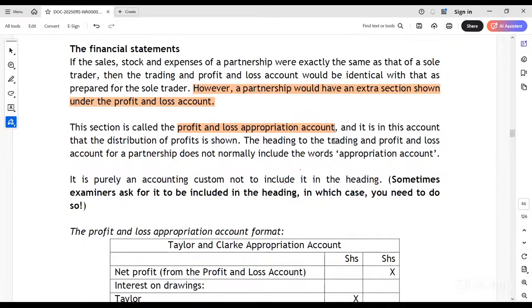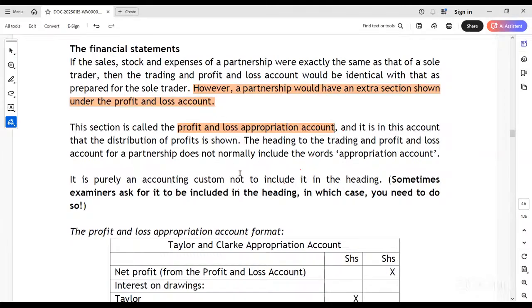The heading trading and profit and loss account for the partnership does not normally include the words appropriation account. It will still be the statement of profit or loss, but down there, you have to add an extra section, which is known as the appropriation section or the appropriation account.